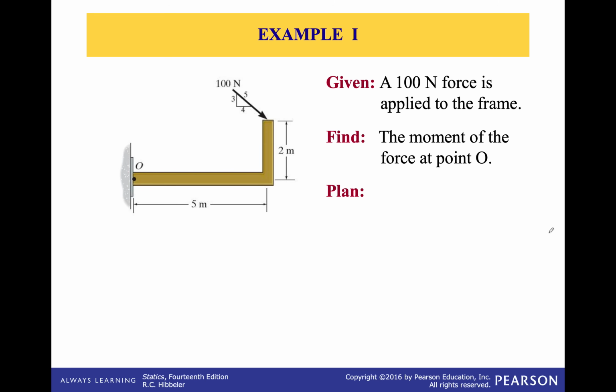Now remember, the moment formula is M, the magnitude, equals F multiplied by d, and we need to make sure that d is the perpendicular distance between the point around which we would like to find the moment and the line of action of the force. The force is given to us as 100 Newton, and it has an angle given by this right-hand triangle. And we have these 2 distances, 5 and 2 meters.